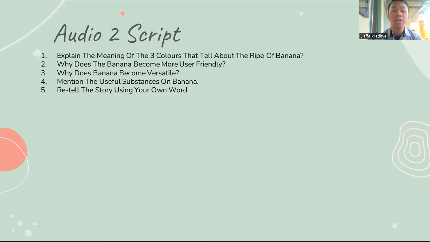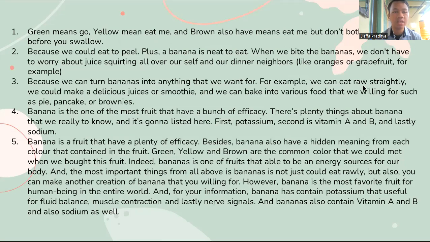And the second one is: why does the banana become more user friendly? The reason is because we could eat the peel. Plus, a banana is neat to eat. When we bite bananas, we don't have to worry about juice squirting all over ourselves and our dinner neighbors, like orange or grapefruit, for example.